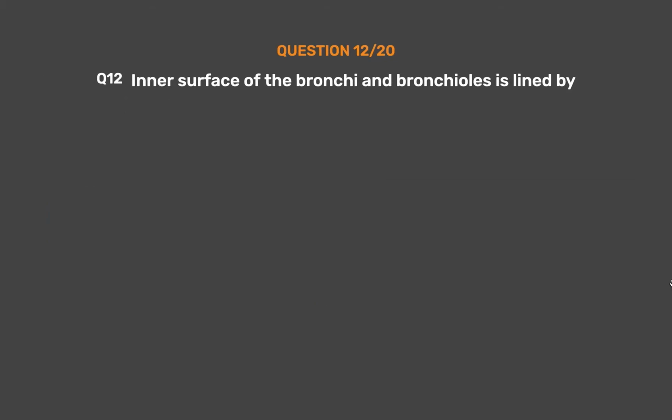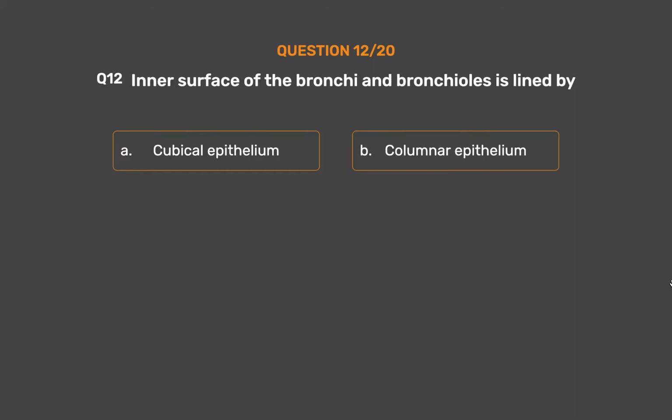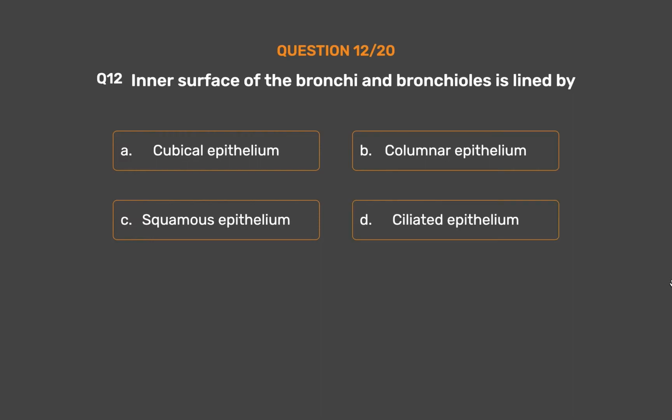Question number 12. Inner surface of the bronchi and bronchioles is lined by option A. Cubical epithelium. Option B. Columnar epithelium. Option C. Squamous epithelium. Option D. Ciliated epithelium.